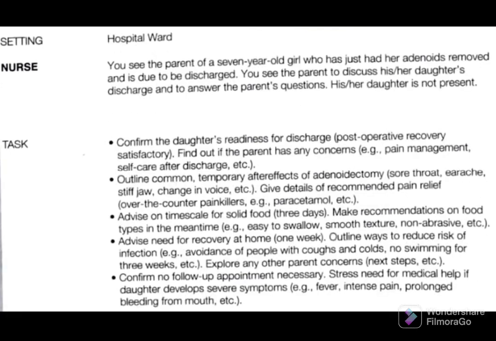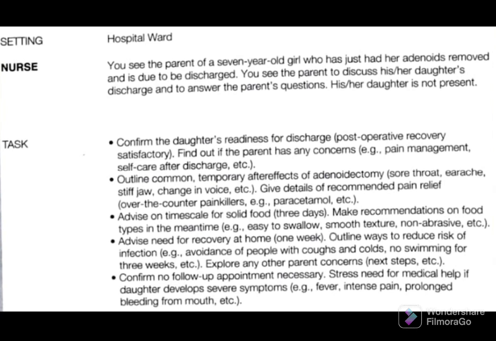The next card is somewhat different. You can see that it is a hospital ward, and you see the parent of a 7-year-old girl who has just had her adenoids removed and is due for discharge. You see the parent to discuss his or her daughter's discharge and to answer the parent's questions. His or her daughter is not present. The first task is to confirm the doctor's readiness for discharge, post-operative recovery satisfactory, and find out if the parent has any concern like pain management and self-care after discharge.